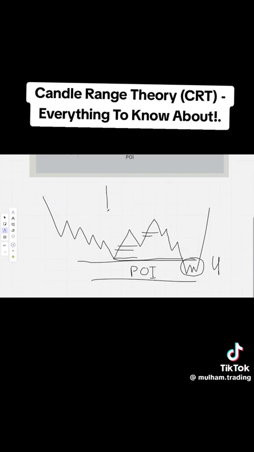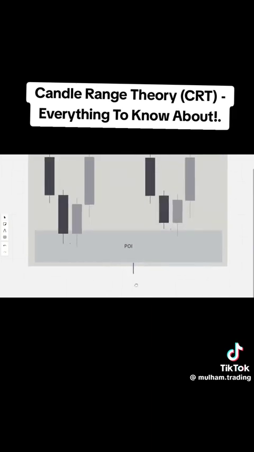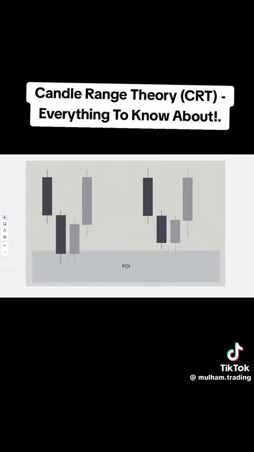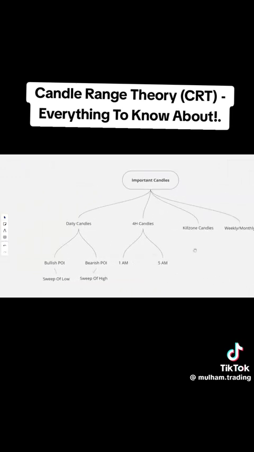On the higher time frame, it's going to be only something like this. Another 4 hours sweeping the previous candle low, right? That's all. On the lower time frame, that's how it looks. Those are the two scenarios that you really need to focus on. And we're gonna actually go over some important candles, so candles that you need to actually focus on.